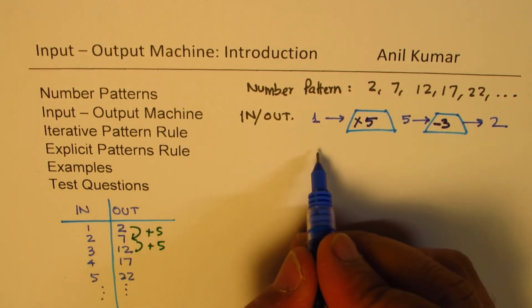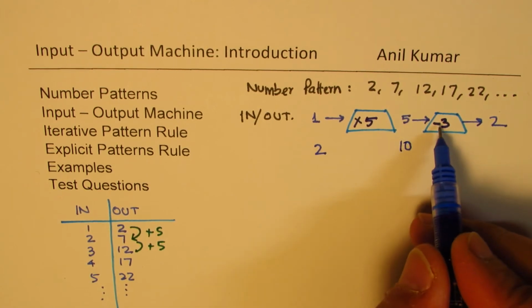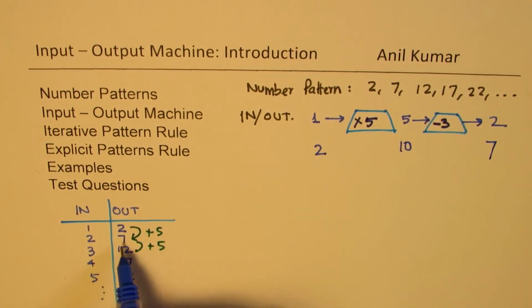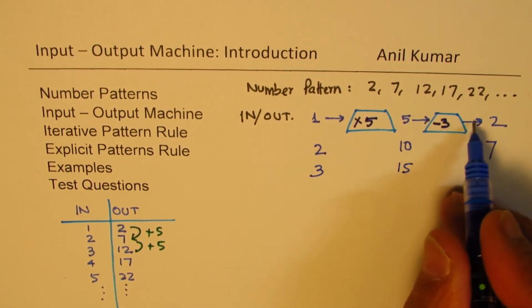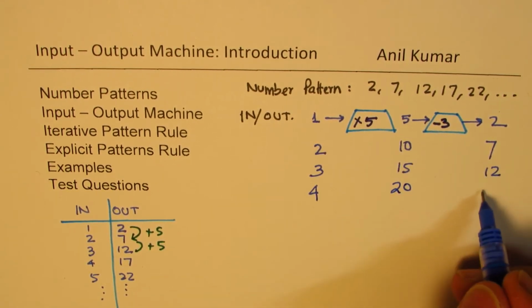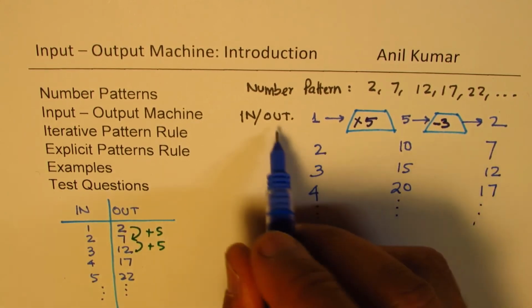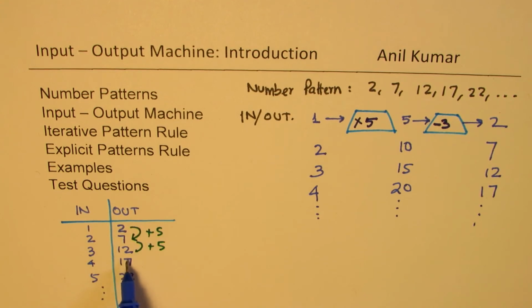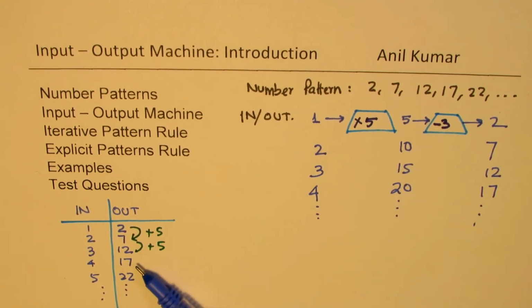You can check with 2. If I enter 2, then times 5 will be 10 and taking away 3 will be 7. So I do get 7. If I enter 3, times 5 is 15, taking away 3 will be 12. And for 4, 4 times 5 will be 20 and taking away 3 will be 17 and so on. Do you see that? So I get my input-output operation if I see it like this. So that is how you can actually make input-output machine from the given input-output table, right?